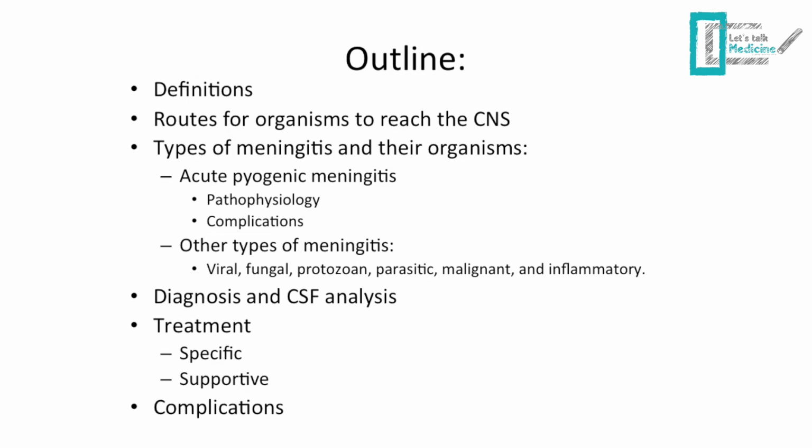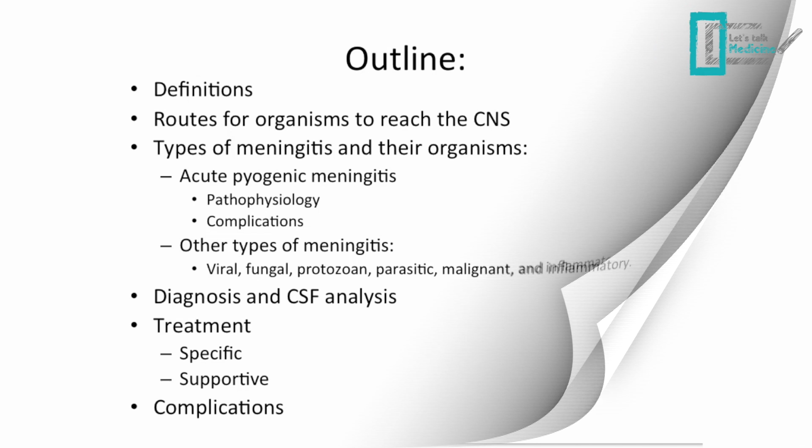So we are going to talk today about meningitis. This is the outline that we are going to talk about today. We will talk about definition, routes of transmission, and types of meningitis. We are going to focus more on the bacterial or acute pyogenic meningitis. Then we will touch upon the other types of meningitis. Then we will go to the diagnosis, treatment and complications, and finally we will discuss the prophylaxis.